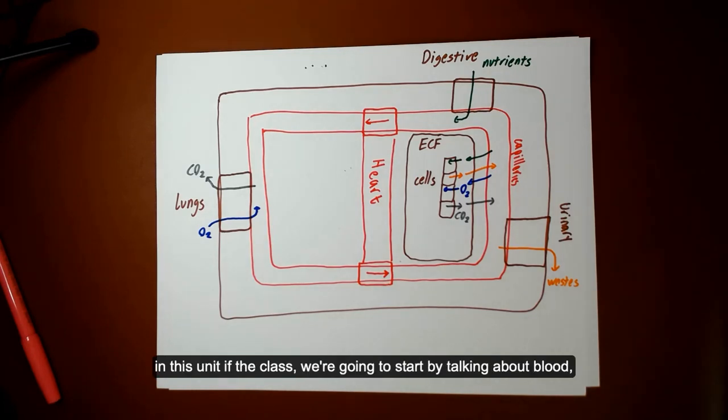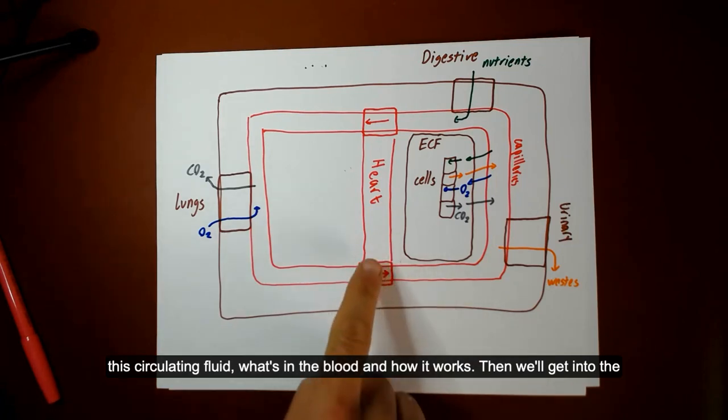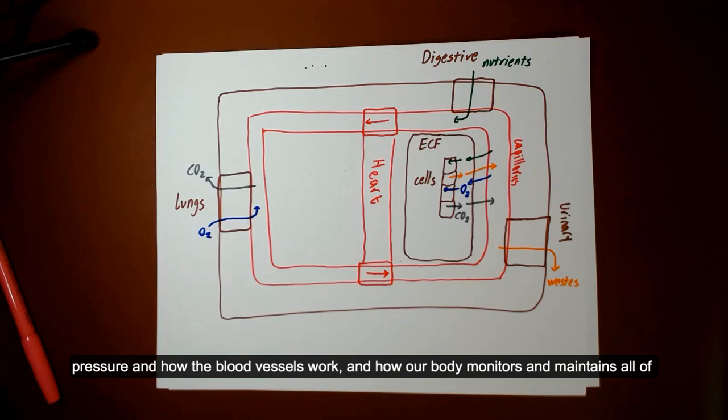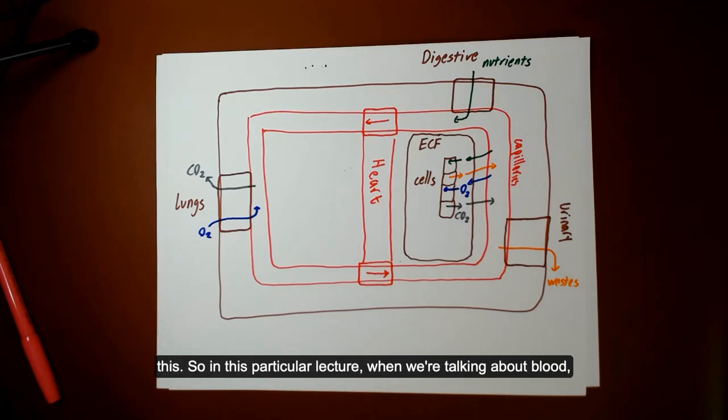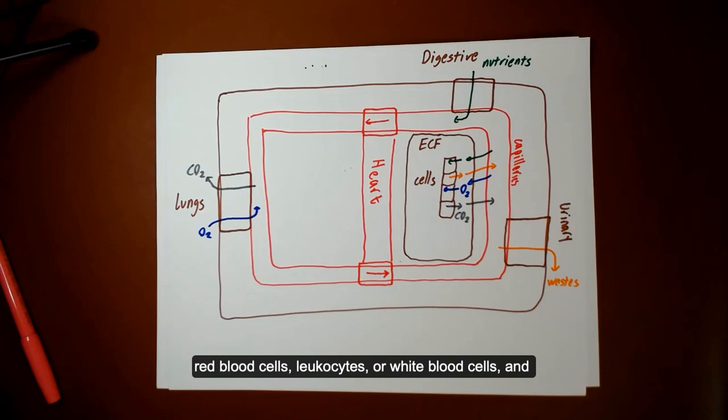So in this unit of the class, we're going to start by talking about blood, this circulating fluid, what's in the blood and how it works. Then we'll get into the heart, talk about how it works, aspects of how it applies pressure and how the blood vessels work, and how our body monitors and maintains all of this. So in this particular lecture, when we're talking about blood, we're going to be talking about the components of blood, what's in blood plasma, and then the specifics about the formed elements, the erythrocytes, or red blood cells, leukocytes, or white blood cells, and thrombocytes, or platelets.